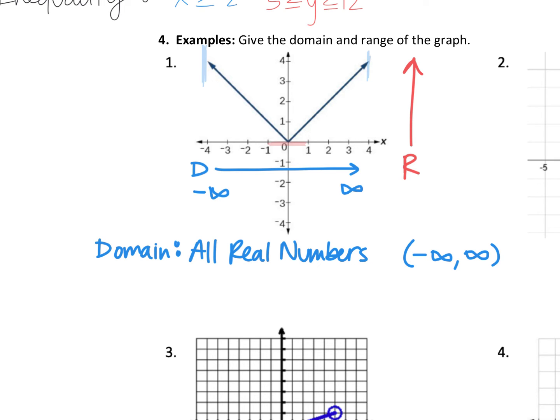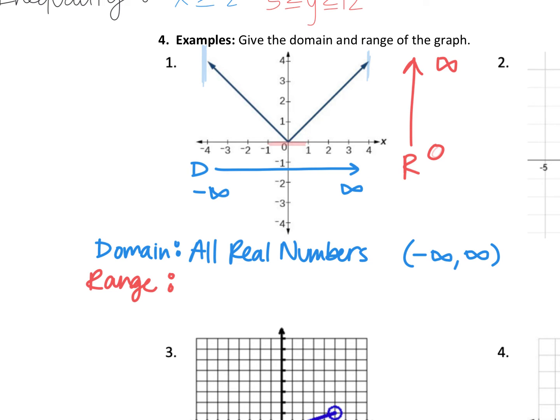Okay, so can you talk to your table? Where do the y values start and where do they go? Okay, where does it start? What's the y value at the bottom there? 0. It starts at 0, and then you go up, and where is it going? To infinity and beyond. Yes. So my range.